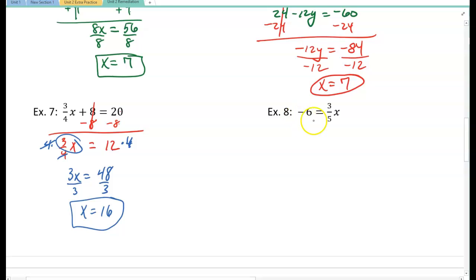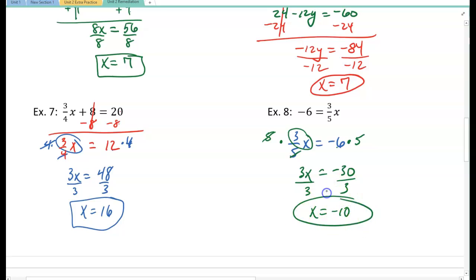And the last one, again, I prefer to write this as 3/5 x equals negative 6, because now I can go ahead and multiply both sides by this denominator, bring down 3x. Negative 6 times 5 is negative 30. Then divide both sides by 3, and x is equal to negative 10.